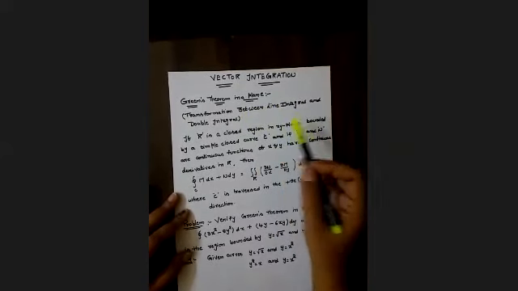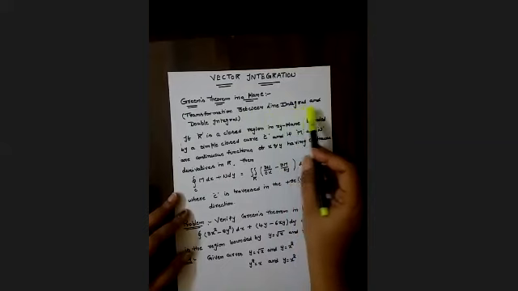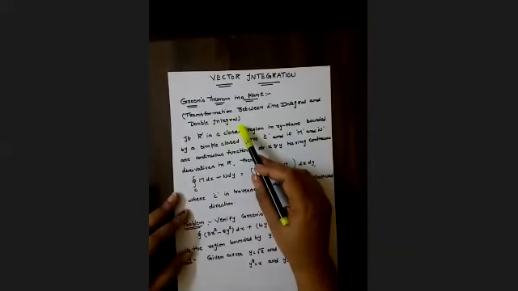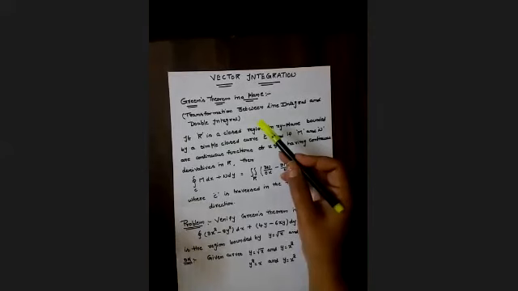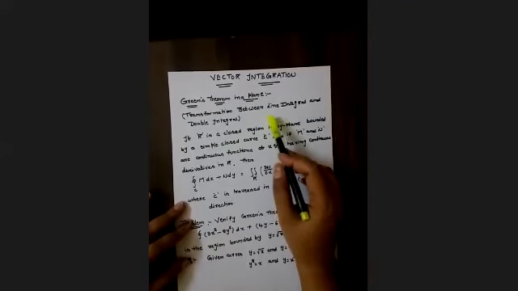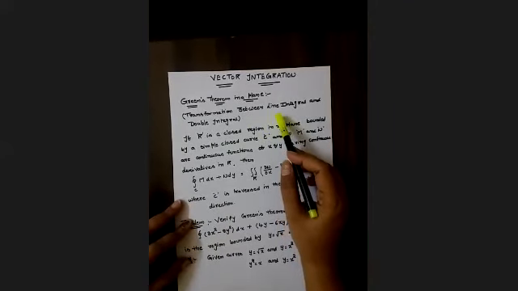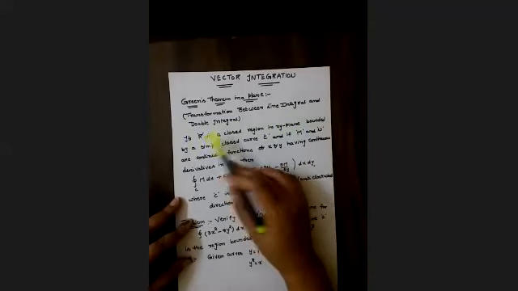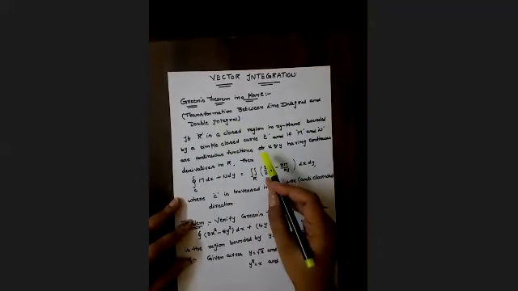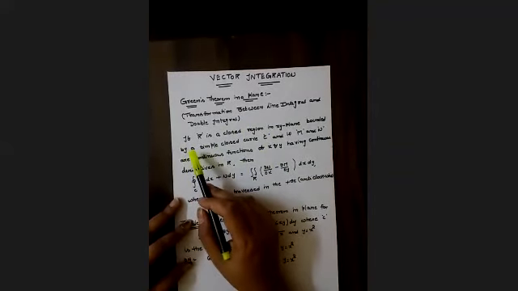Green's theorem in a plane generally describes the relation between line integral and double integral. Double integral sometimes we may call surface integral also. Let me explain the statement of Green's theorem. So what does the statement say?